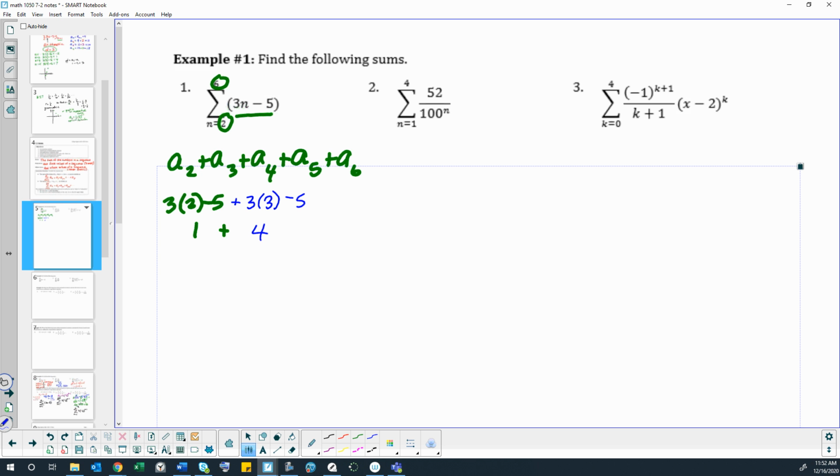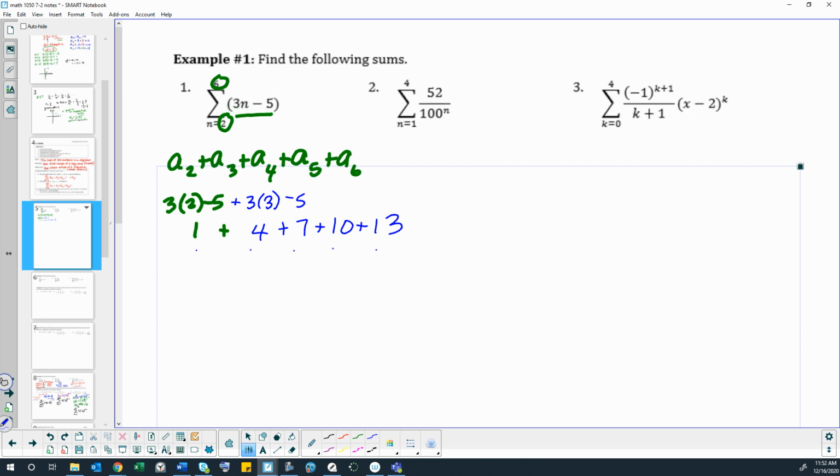So instead of actually having to keep plugging in the numbers, once we see, oh, this is arithmetic, it's adding 3 each time, just go with it. So 7, 10, 13. Make sure I've got 6 numbers. 1, 2, 3, 4. Actually, 5 numbers. Why do I only have 5 when I'm ending at 6?